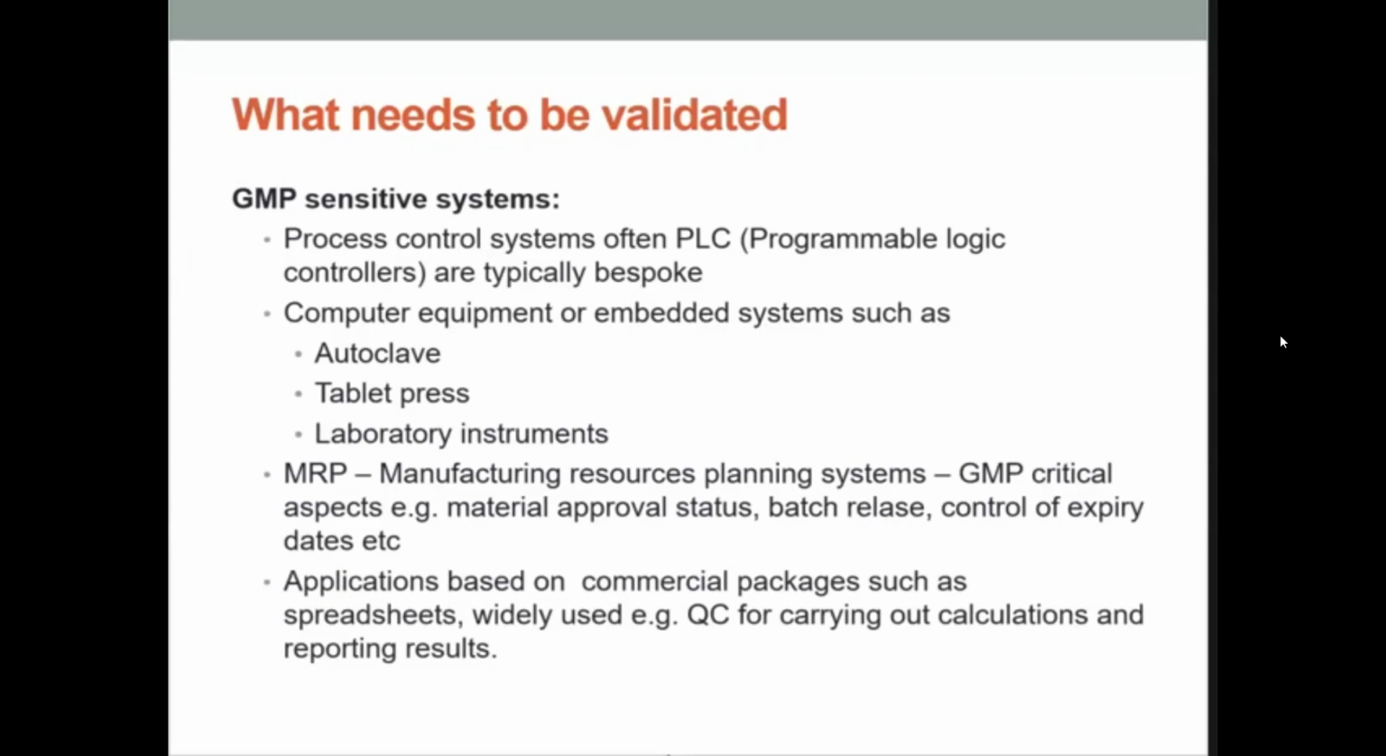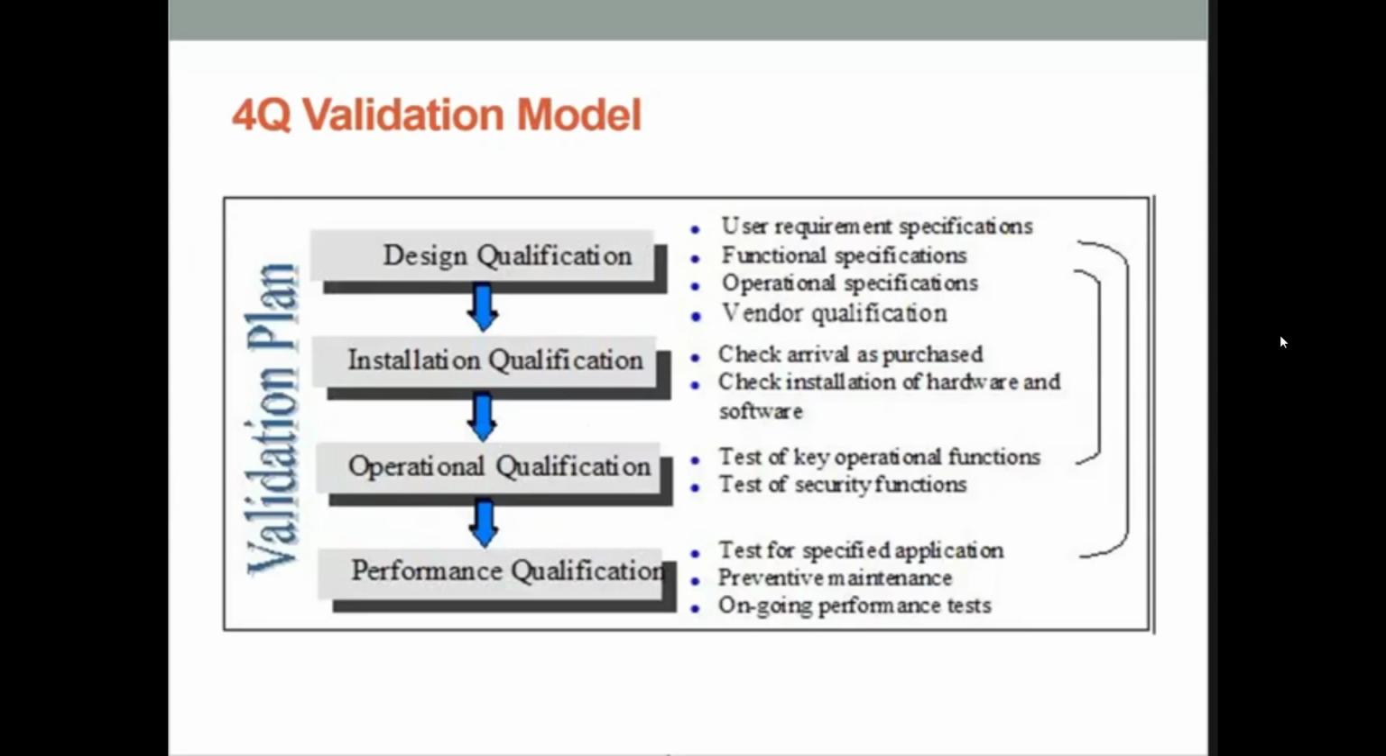The 4Q model that we have been familiar with in our other lessons can also be applied to computer system validation. Your design qualification covers your user requirement specifications, the functional specifications, operational specifications, and vendor qualification. Your IQ to check on arrival as purchased, check installation of hardware and software. OQ, testing key operation functions, test of security functions, and then our PQ for testing of specified application, preventative maintenance, and ongoing performance test.